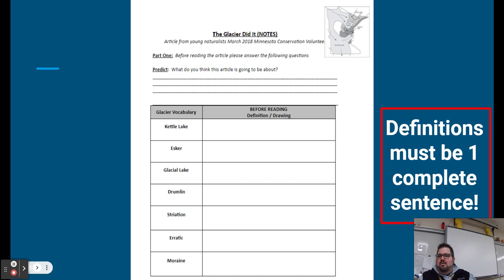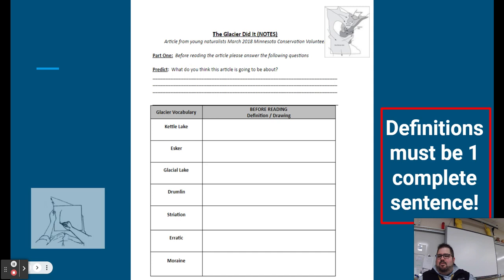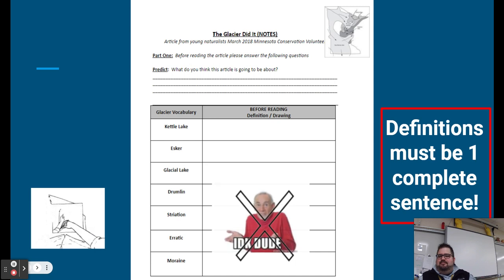And we will end the hour with this activity called The Glacier Did It. We are just going to be working on the predicting side of it. We are going to write a one sentence definition and draw a picture. And it's all predicting.